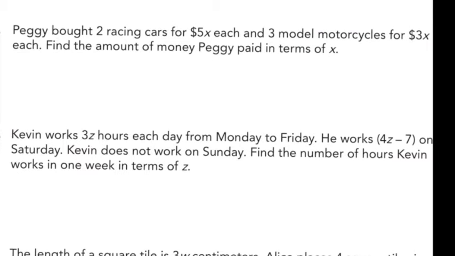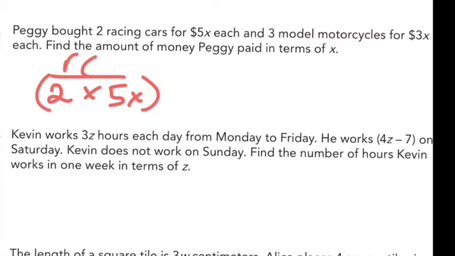The chart helps. So I have a racing car, and we have 2 cars for 5x each. So it's 2 times 5x. That's the racing cars. And 3 model motorcycles for 3x each. So the motorcycles is going to be 3 at 3x each.